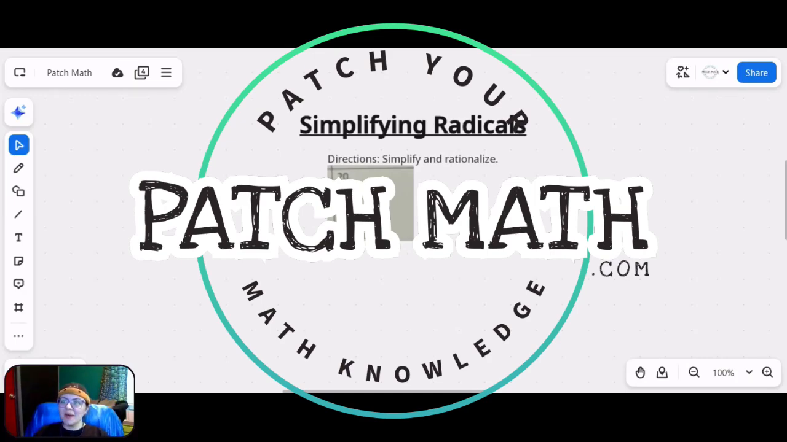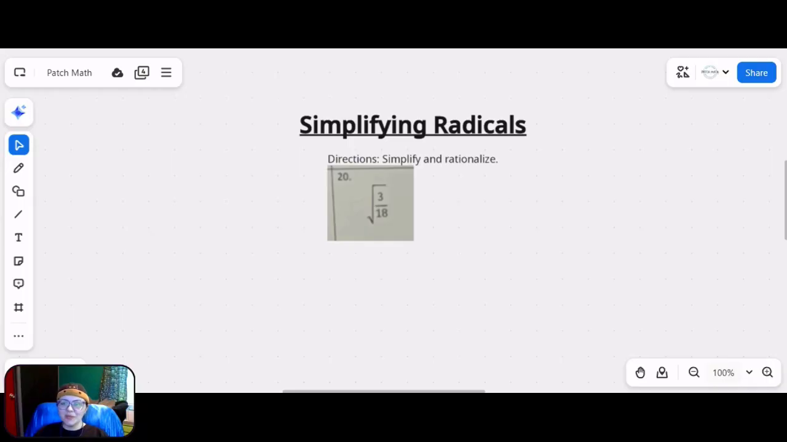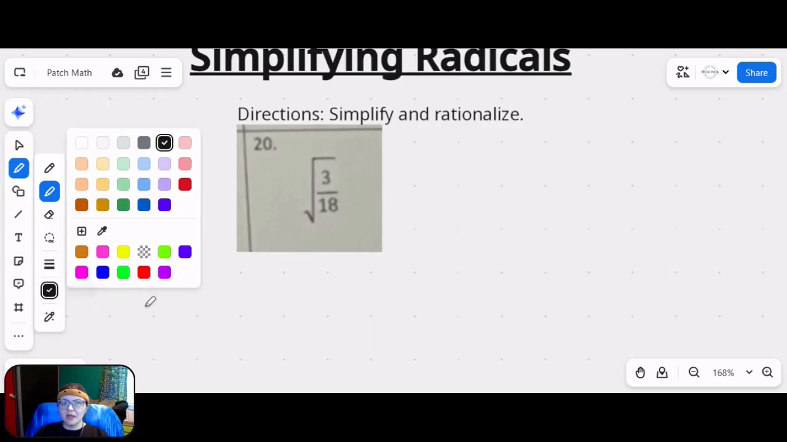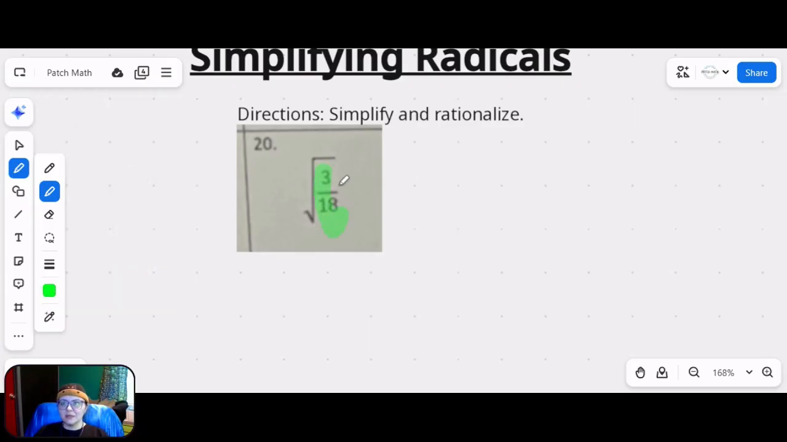Hello and welcome to Patch Math, where today we are going to patch your math knowledge on simplifying radicals. You'll see here that specifically we are dealing with radicals that have a fraction in them.